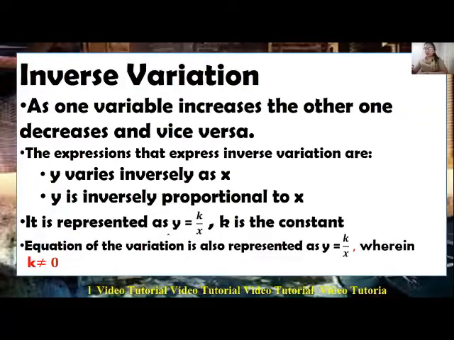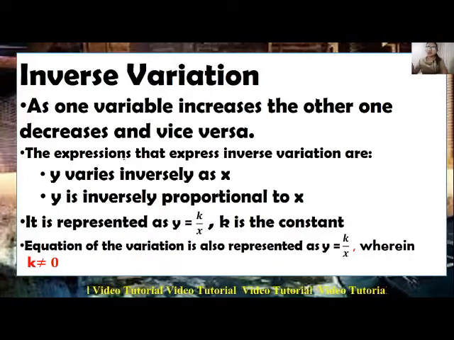What is an inverse variation? As one variable increases, the other one decreases and vice versa. Unlike direct variation, which we have discussed in our last lesson, inverse variation is when one quantity increases, the other decreases, or its opposite. As well as vice versa, when one decreases, the other one will increase.